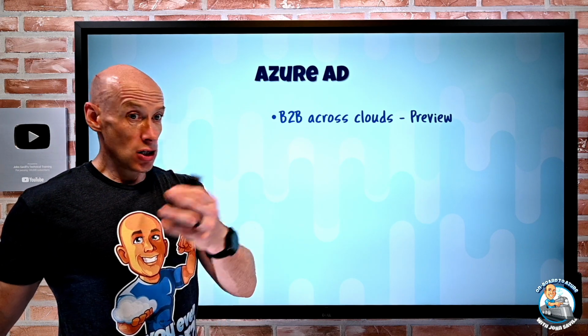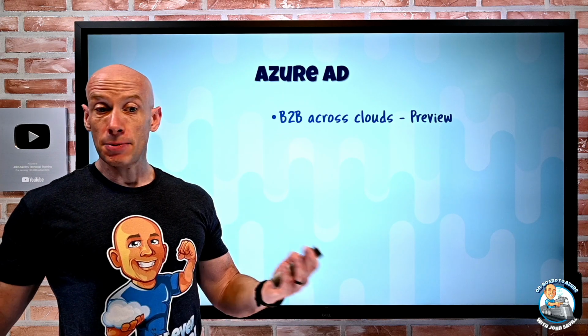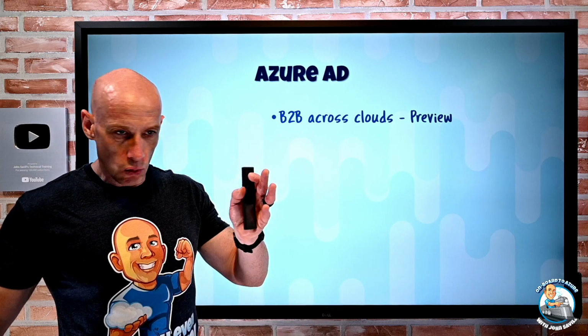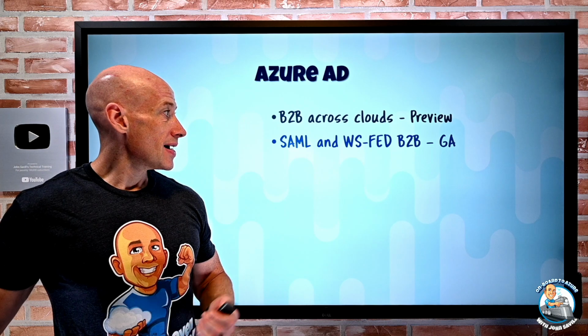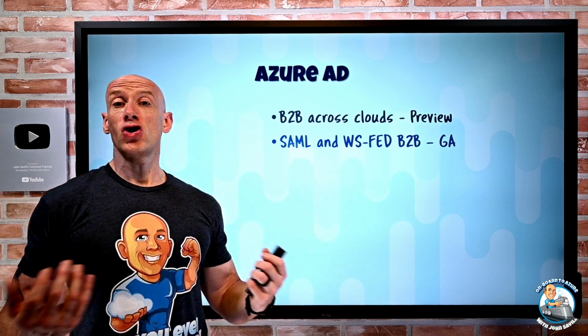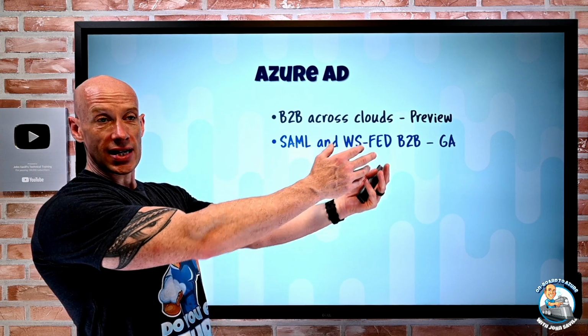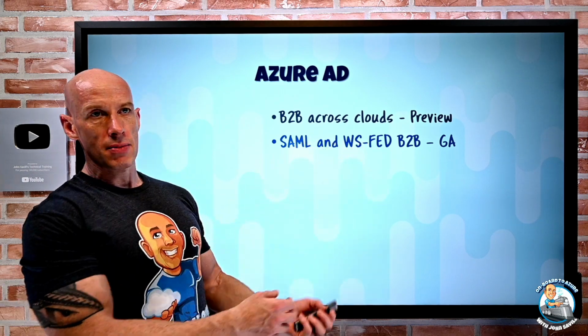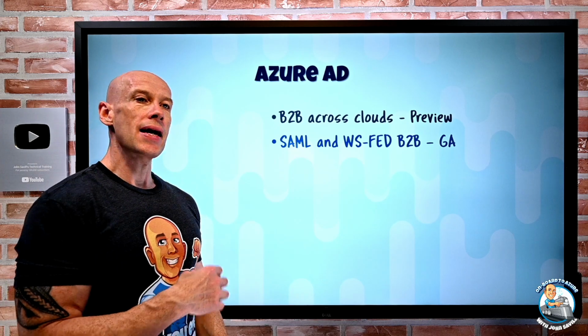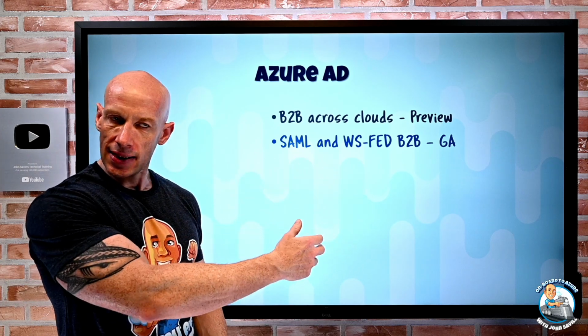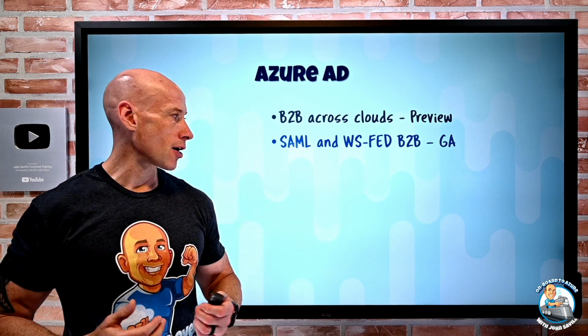I can then obviously use access packages as part of entitlement management, all those other features. SAML and WS-Fed B2B has gone GA. So now, in addition to things like someone from a different Azure AD tenant or a Microsoft account or Gmail or one-time passcode, a SAML or WS-Fed connected B2B has now gone GA.